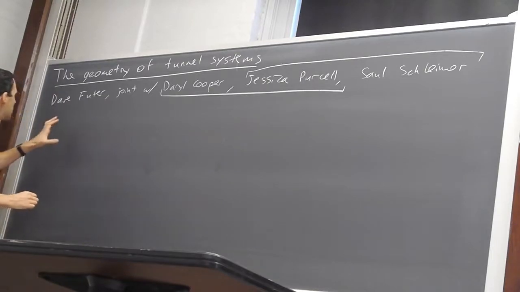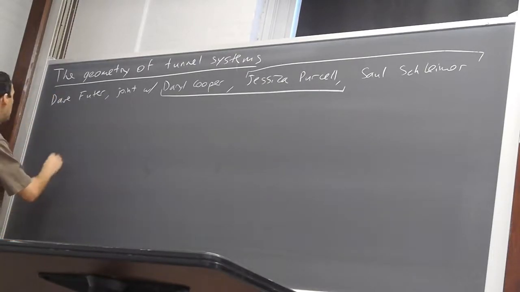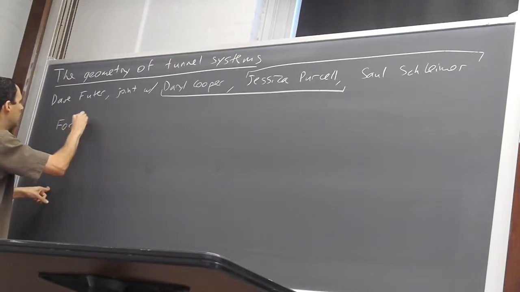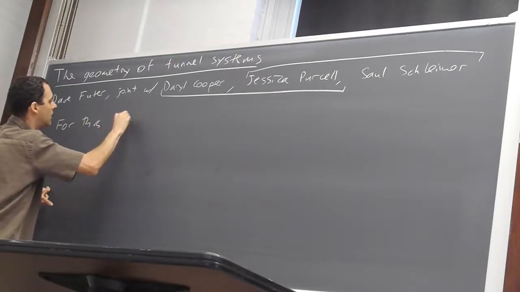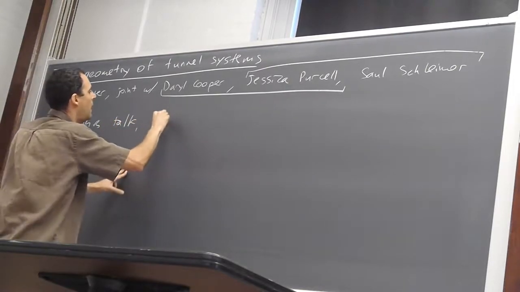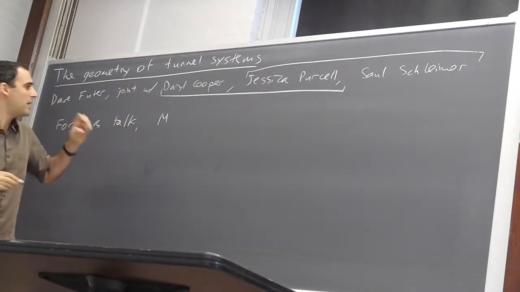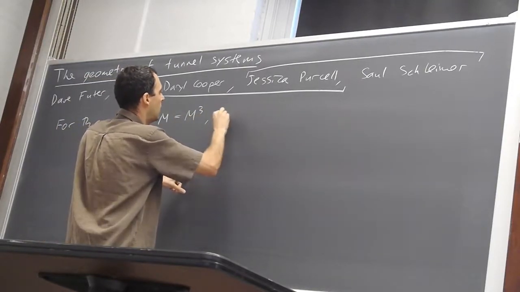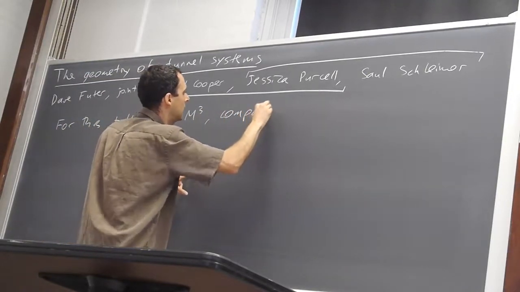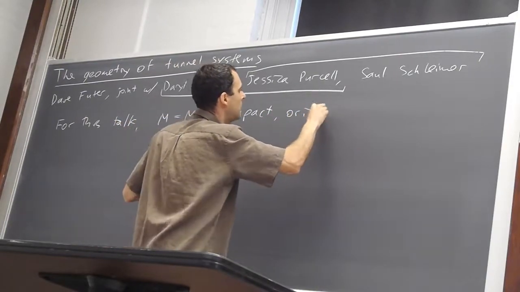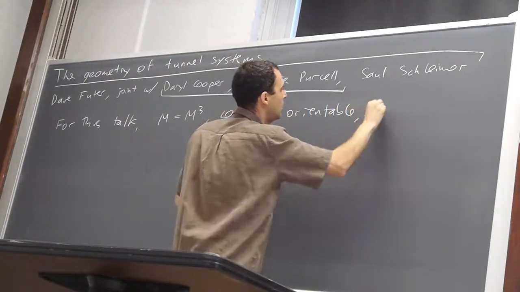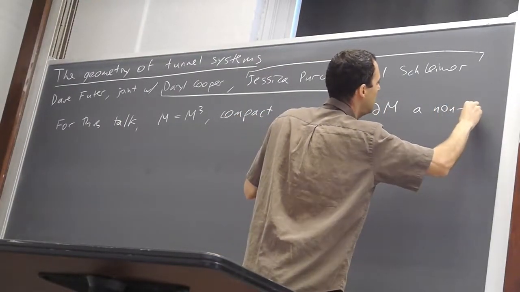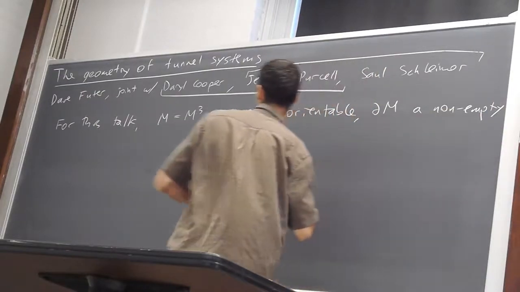So let me start with a couple of definitions. First of all, for this talk, M will pretty much always denote a 3-manifold, compact, orientable, and with boundary in non-empty tori.